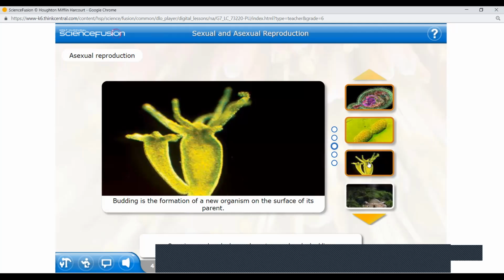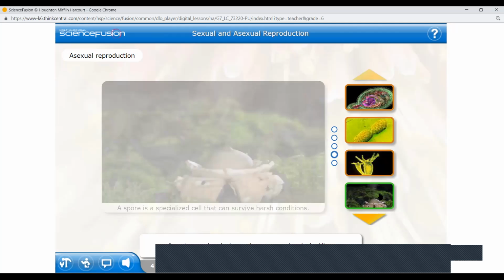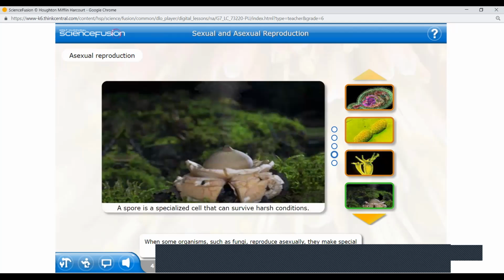I have shown you how the hydra and yeast reproduce, the video of hydra you have seen. When some organisms, such as fungi, reproduce asexually, they make special cells called spores. These spores can survive in harsh conditions and will remain dormant until conditions are right for them to develop into complete organisms.